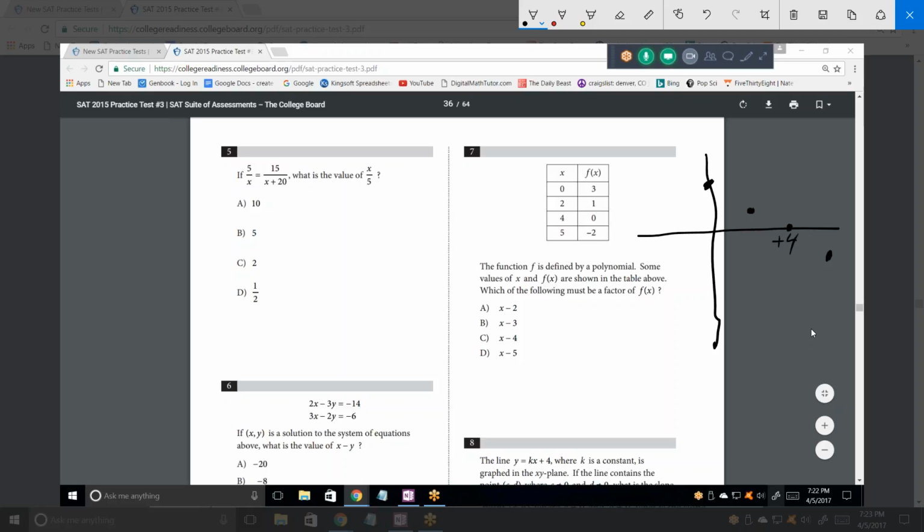Yeah. The factor comes from the zeros. So y, or f of x, is 0 when x is 4. That makes the linear factor x minus 4. In other words, when you say you're factoring something and you get x minus 2 equals 0, that makes 2 the zero. Well, we can see what the zero is. The zero is x equals 4. That makes the factor x minus 4.